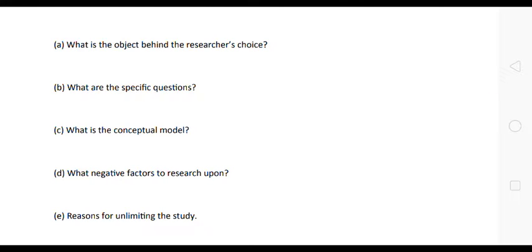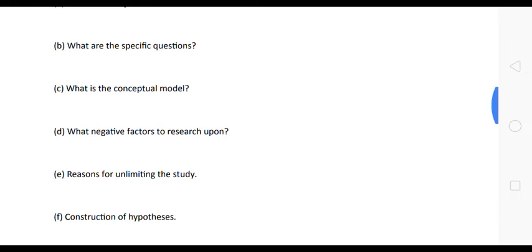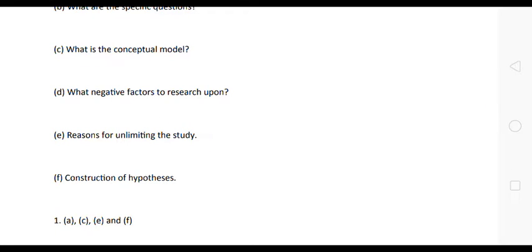What is the object behind the researcher's choice? This is also right. And what are the specific questions? This is also correct. And C, what is the conceptual model? This is also correct. And F, construction of hypothesis. This is also correct.